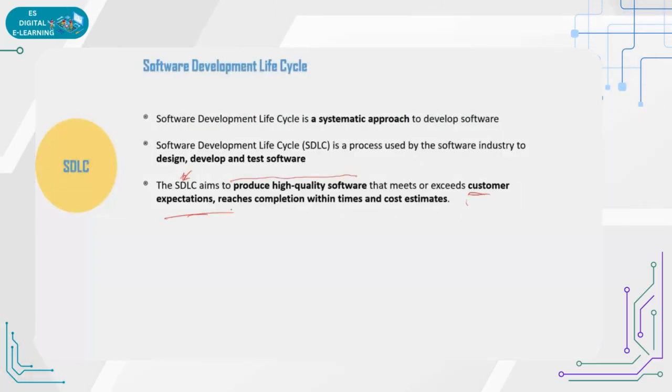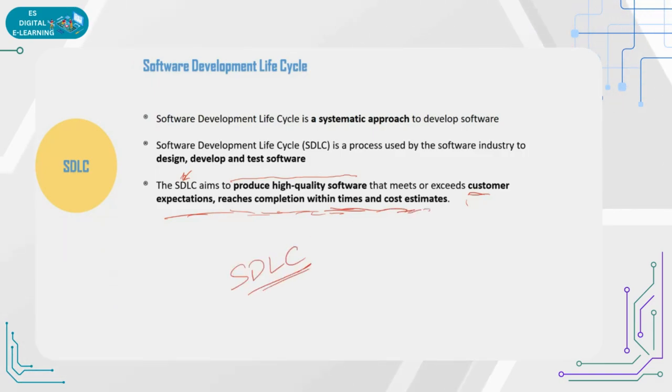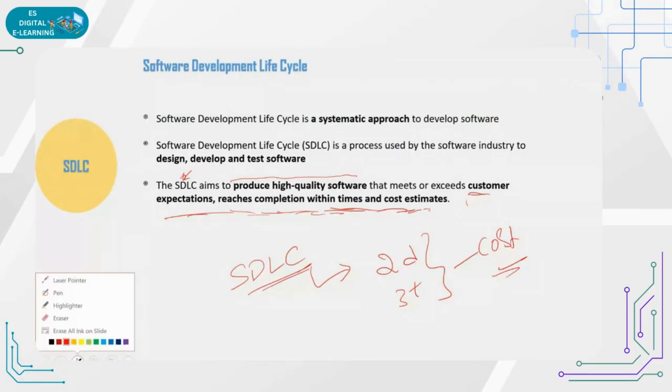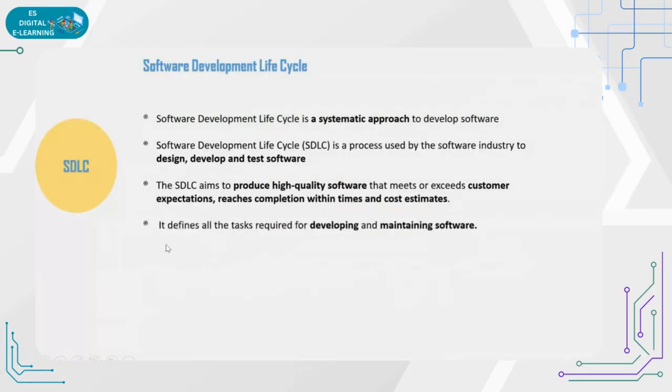And that will reach good completion within the estimated time and cost. So whenever they do the software development cycle, they will come to know whether they can complete in 2 days or 3 days, how much time it takes, and what the cost is. All this will be decided within the process of the software development life cycle. Designing and maintaining the software is also considered part of the software development life cycle. So maintaining the software is also one of the SDLC phases.